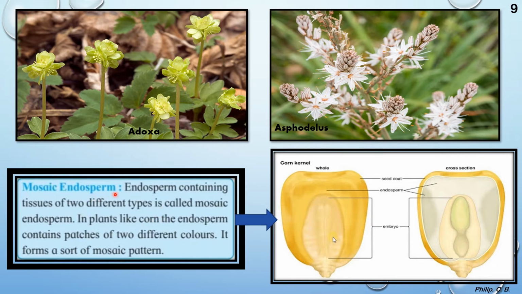What is this mosaic endosperm? Endosperm containing tissues of two different types, that is called as mosaic endosperm. So there are two different types present in the tissue. So in plant like corn, the endosperm contains patches of two different colors. It forms a mosaic pattern, as you can see in case of the corn kernel. So you can see how two coloration you can see. And if you just see the labeling part, seed coat in both the case, the endosperm, the embryo, this is a cross section of it, and the one without the cross section.